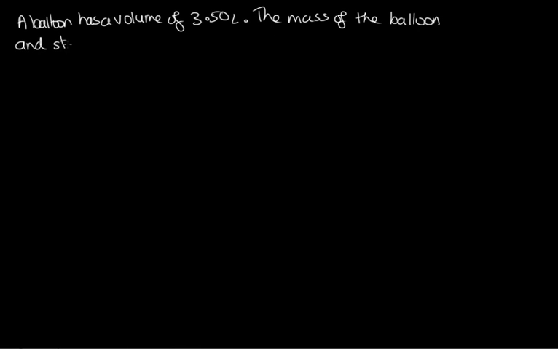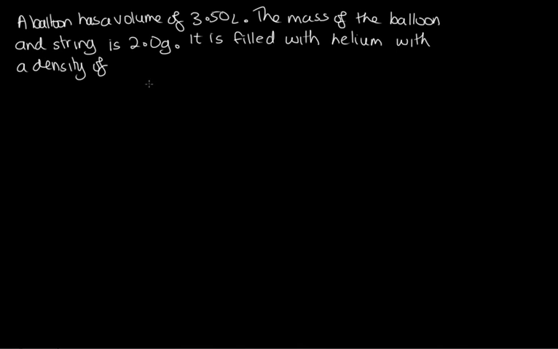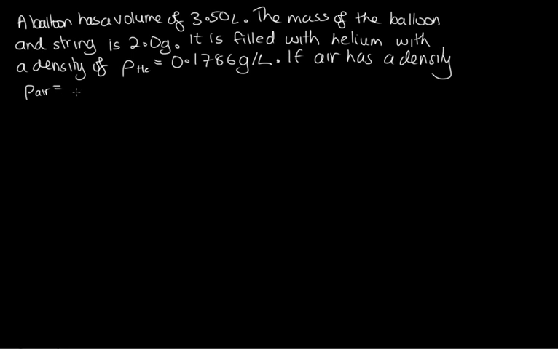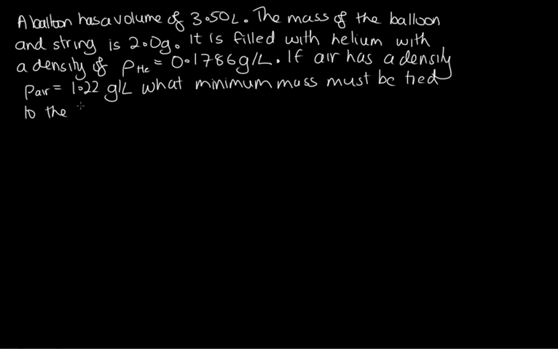So the question is, a balloon has a volume of 3.50 litres. The mass of the balloon and string is 2.0 grams. It is filled with helium with a density of 0.1786 grams per litre. If air has a density of 1.22 grams per litre, what minimum mass must be tied to the balloon to stop it from floating away?